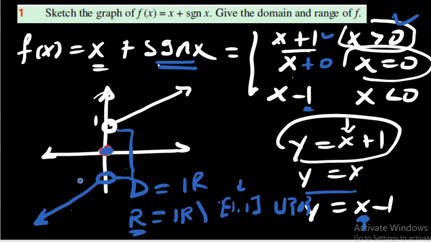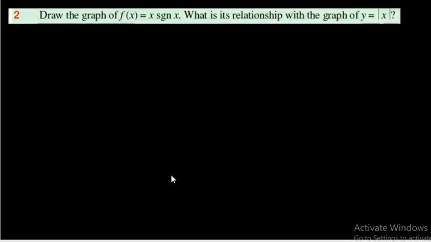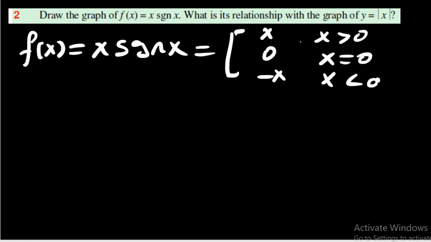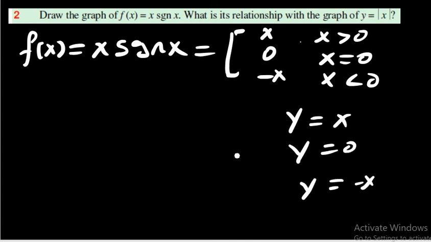Let us see some other example. The second example here says f of x equal to x signum x. Again, we can categorize here: it is x, 0, or negative x, when x is greater than 0, when x is equal to 0, and when x is less than 0. So we do have three graphs: y is equal to x, y is equal to 0, and y is equal to negative x.